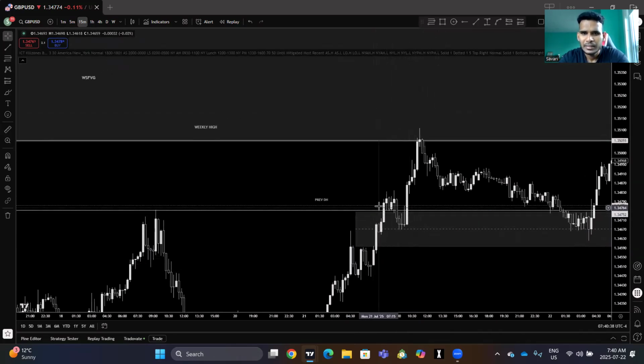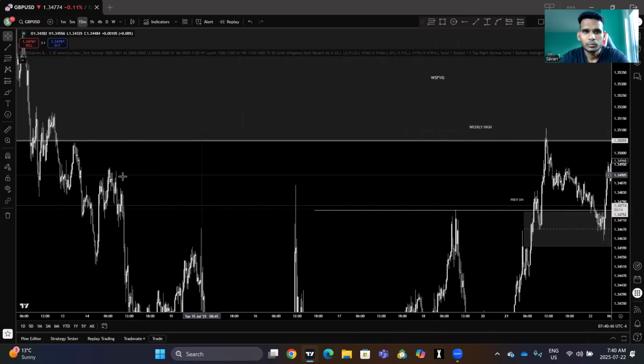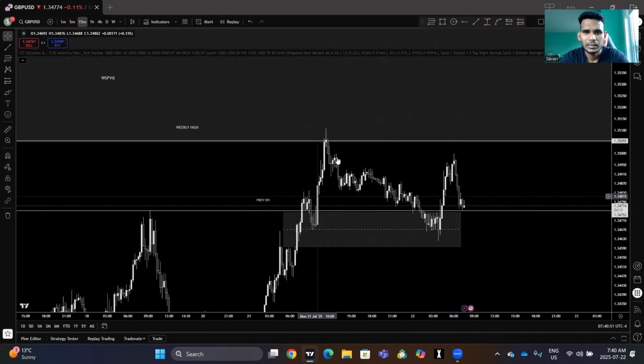As you can clearly see, after the break of the level, it's a clean accumulation, manipulation, distribution all the way up towards what? Towards the weekly high. So one, two, three, fourth. After the fourth liquidity, price started to reverse.